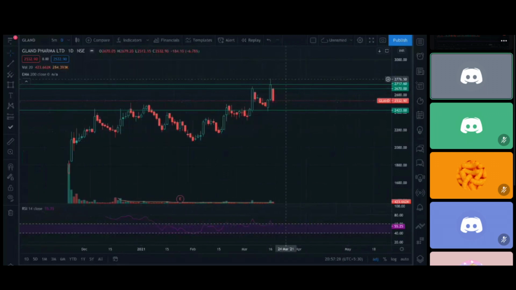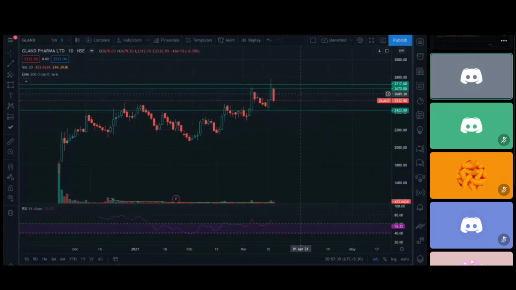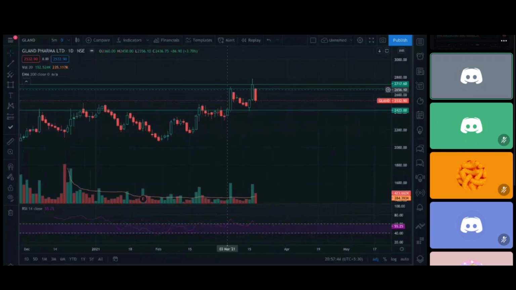Yep. So this is Grand Pharma at 2716. This kind of becomes a short term resistance zone. Again, this is a very poor description of a zone right here, but you can still use this as a reference point before going long or short. So as long as it stays below this and above this, you know what to do basically.